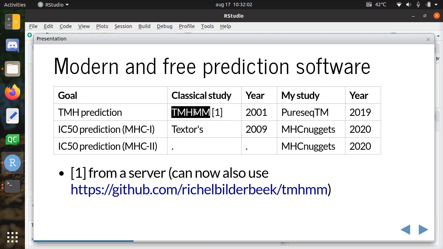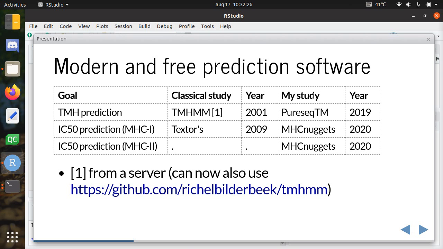Whereas this piece of software is old, but you can use it from a server. It's still used, and now you can also call it from R by a package I wrote. But this work is also not free. That's why I won't use it. And this is untested, so I won't use that one. Also it doesn't work for MHC2.